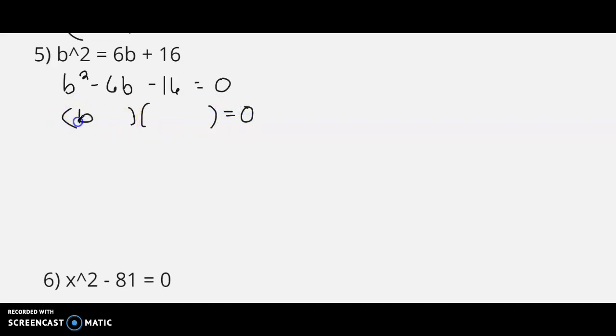And those two numbers, let's get it set up first. Let's see, 8 and 2, but if we have a negative 8 and a positive 2, that'll satisfy the conditions, because negative 8 times 2 is negative 16, but negative 8 plus 2 is negative 6. Solving these for b, we get b equals negative 2 and b equals 8. So our two answers.